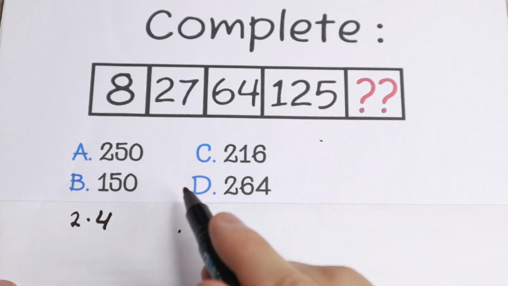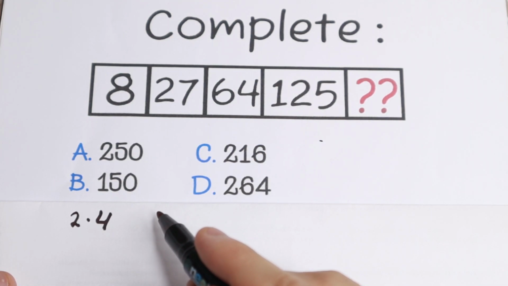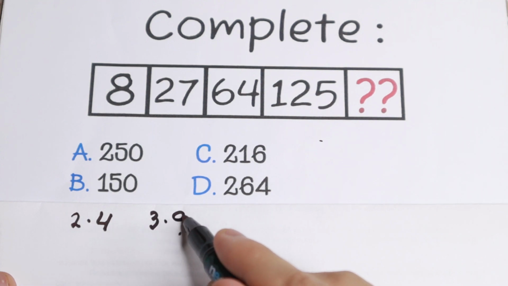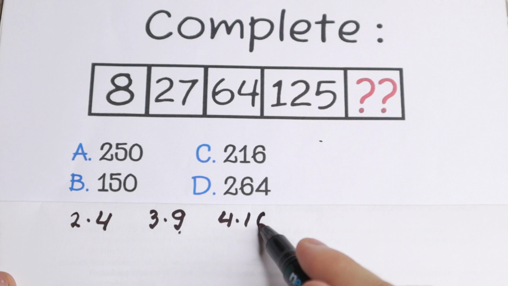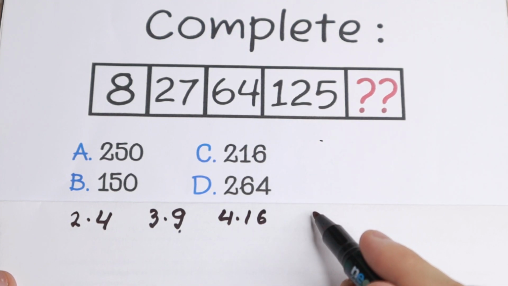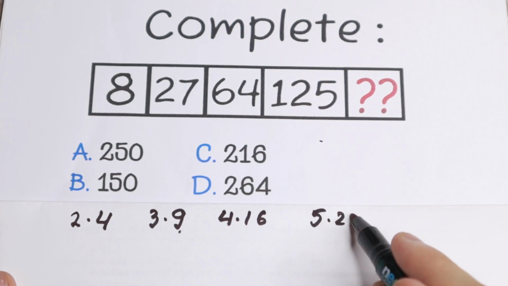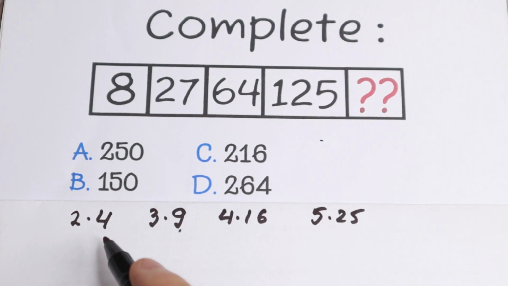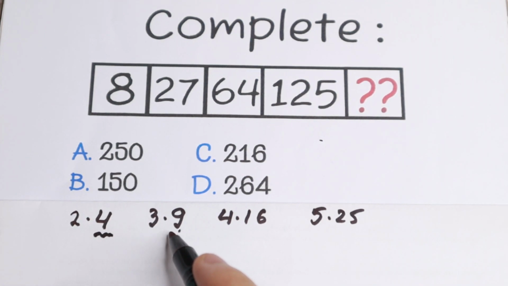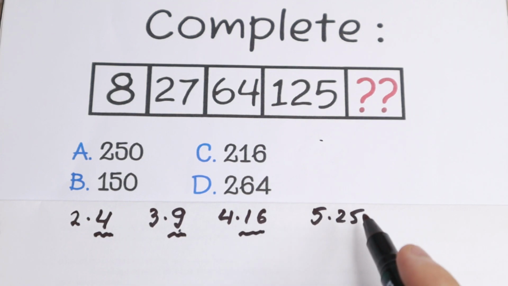Okay, we can write this 27 as 3 times 9. We can write this 64 as 4 times 16 and this 125 as 5 times 25. So we can just easily factor these numbers. We can write it as a product. But why is that good for us? Because we can in the same way simplify these 4, 9, 16 and 25.